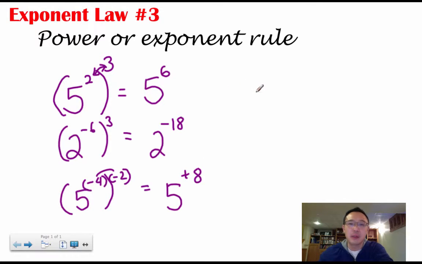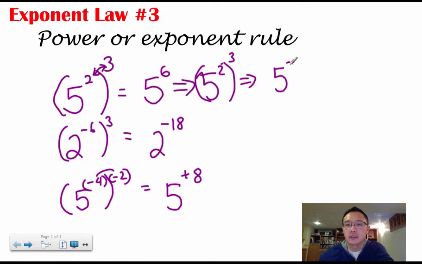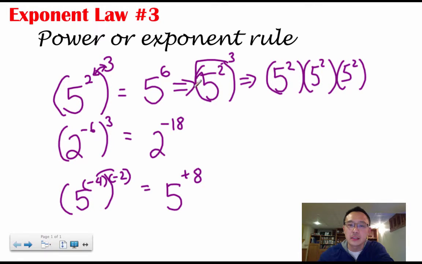So this power rule is pretty straightforward, and to illustrate how it works, if you look at this one and we do it in expanded form, I'll rewrite it: 5 to the power of 2, and then brackets to the power of 3. In expanded form, this is 5 squared times 5 squared times 5 squared, because I just made a copy of this 3 times.